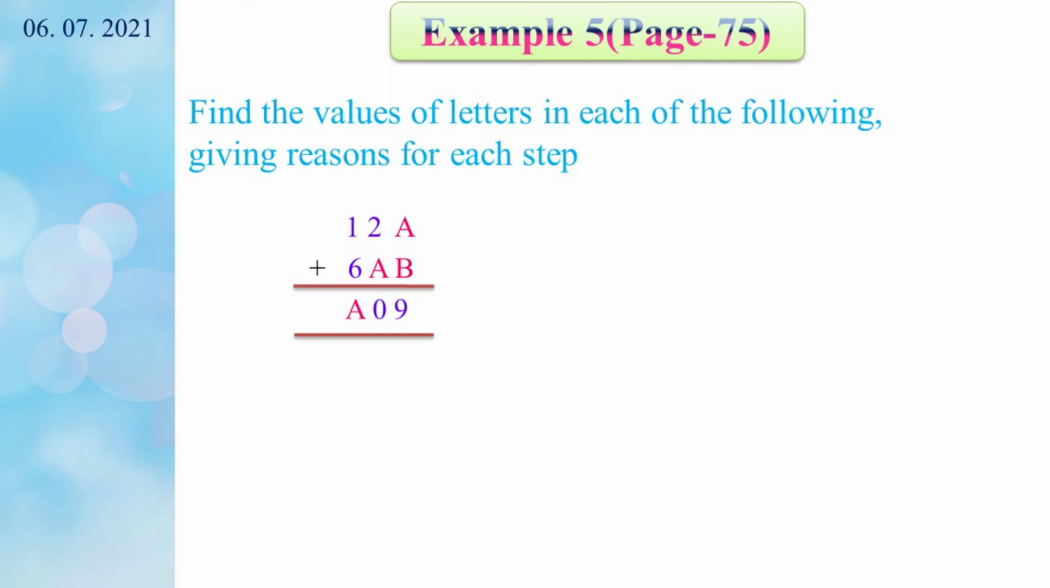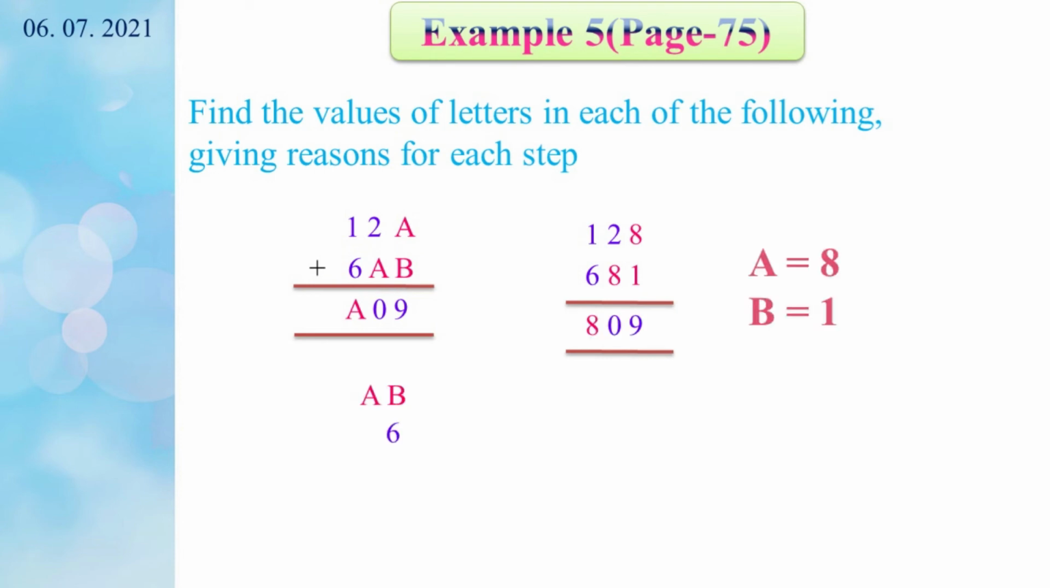Look at the tens column. 2 plus A equals 10. We know A is 8. So 2 plus 8 is 10, and putting a 0 and carrying over 1, we get 1 plus 1 plus 6 equals 8. So A equals 8 and B equals 1.